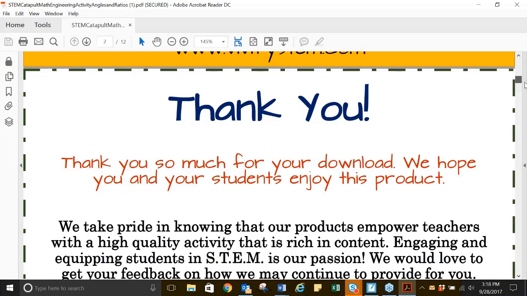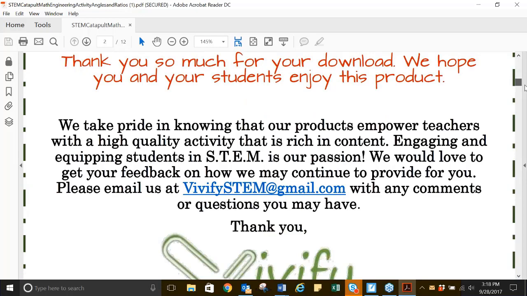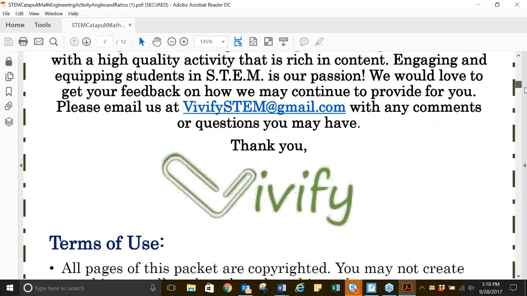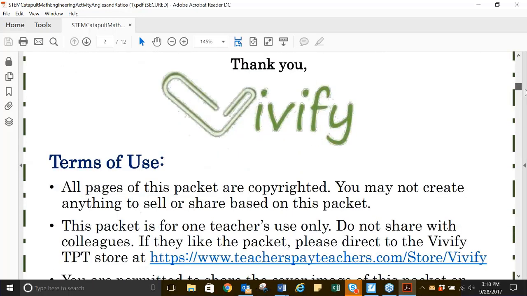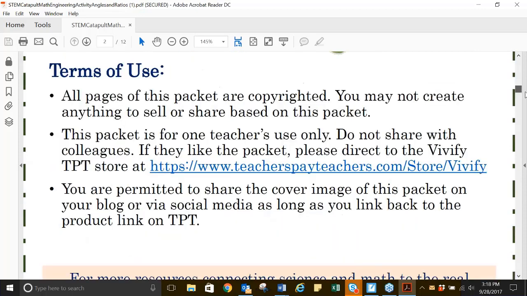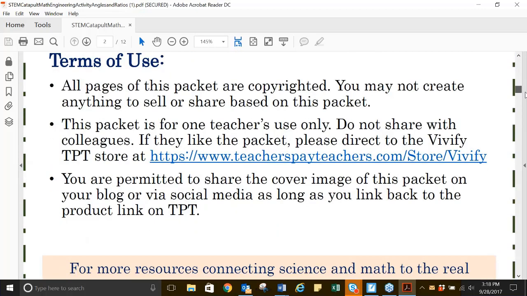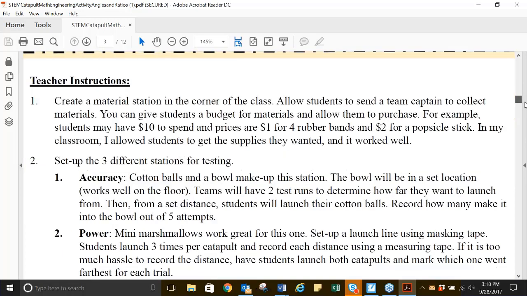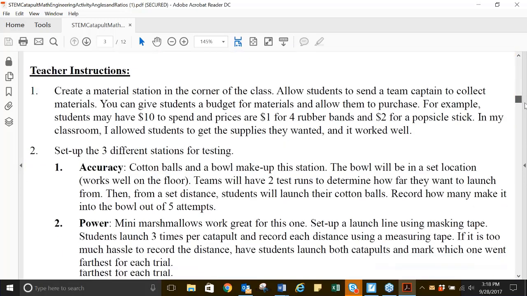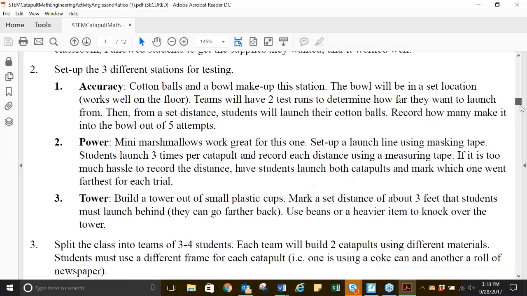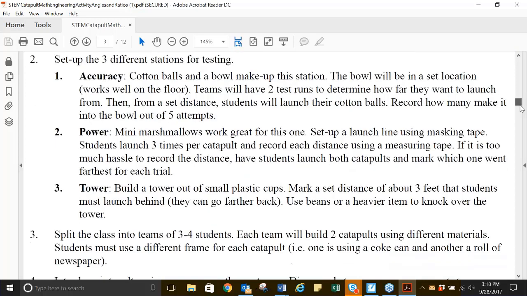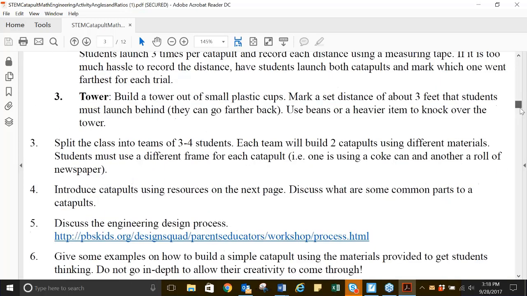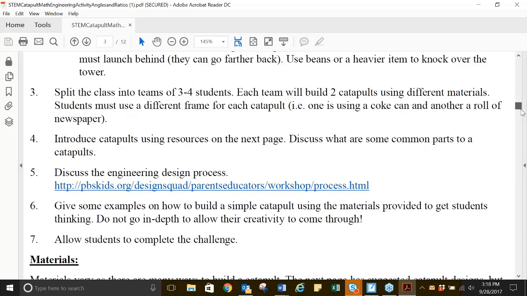We try to stagger it from third, fourth, and fifth. The third is just getting them used to that STEM thinking. Fourth grade takes it a little further, and then the fifth grade, they of course have a lot more constraints and criteria, and the accuracy and the power. We go more in depth into what all those terms mean for building the catapult.